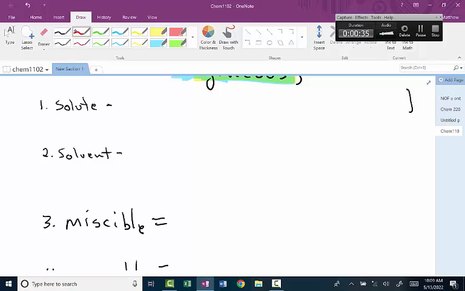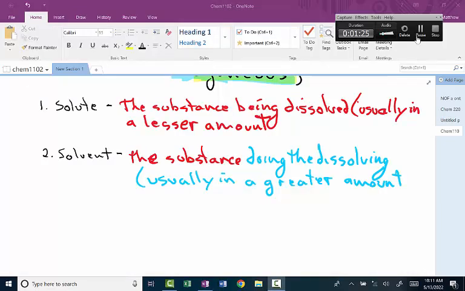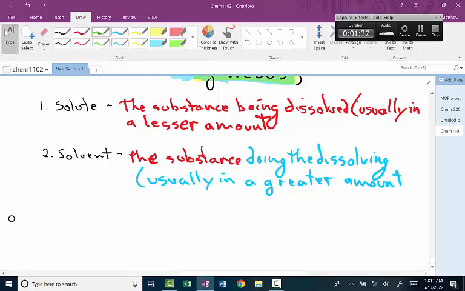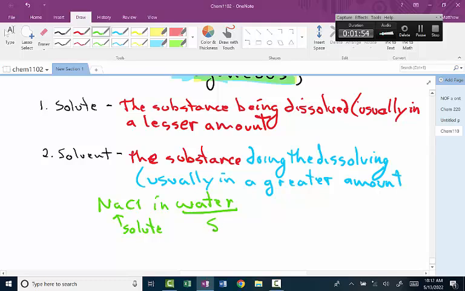All right, so the first term is a solute. So the solute is a substance being dissolved. It's usually in a lesser amount. The solvent is the substance doing the dissolving, usually in a greater amount. So, for example, typically you have sodium chloride in water. Sodium chloride would be the solute. And since it's in water, that implies that water is the solvent.